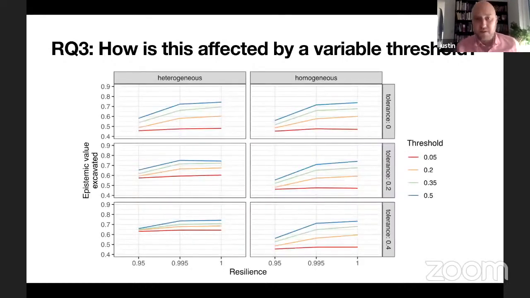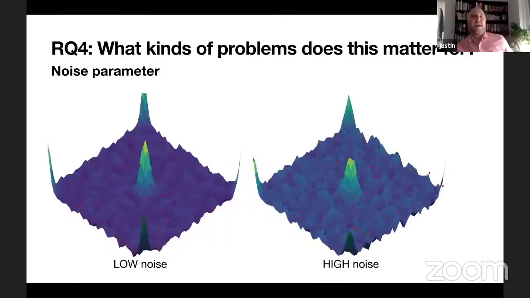I'm going to skip this just because that's getting complicated. And finally, one question is, what kinds of problems does this all matter for? So this is not an innovation. This is a thing that's typically done, having a noise parameter. The left panel there is low noise and the right panel is higher noise.